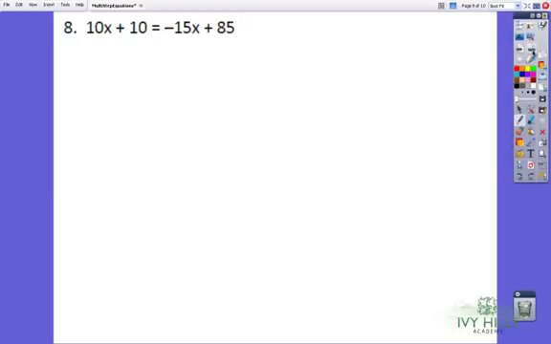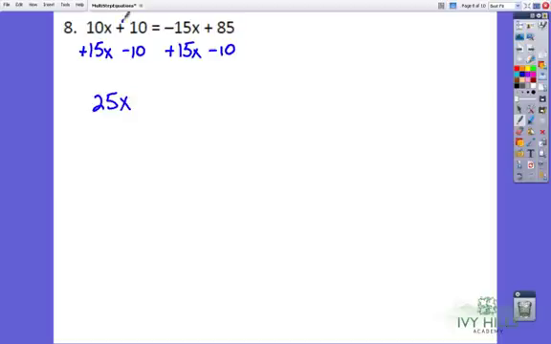For number 8, again, it's a problem very similar to the problem on the previous page. I've got a variable on the right-hand side that I would like to move to the left-hand side because I move variables to the left. You don't have to, it's just what I prefer to do. And I have a constant 10 here that I will subtract from both sides. Sometimes your teacher will do these in separate steps. I just do them at once.